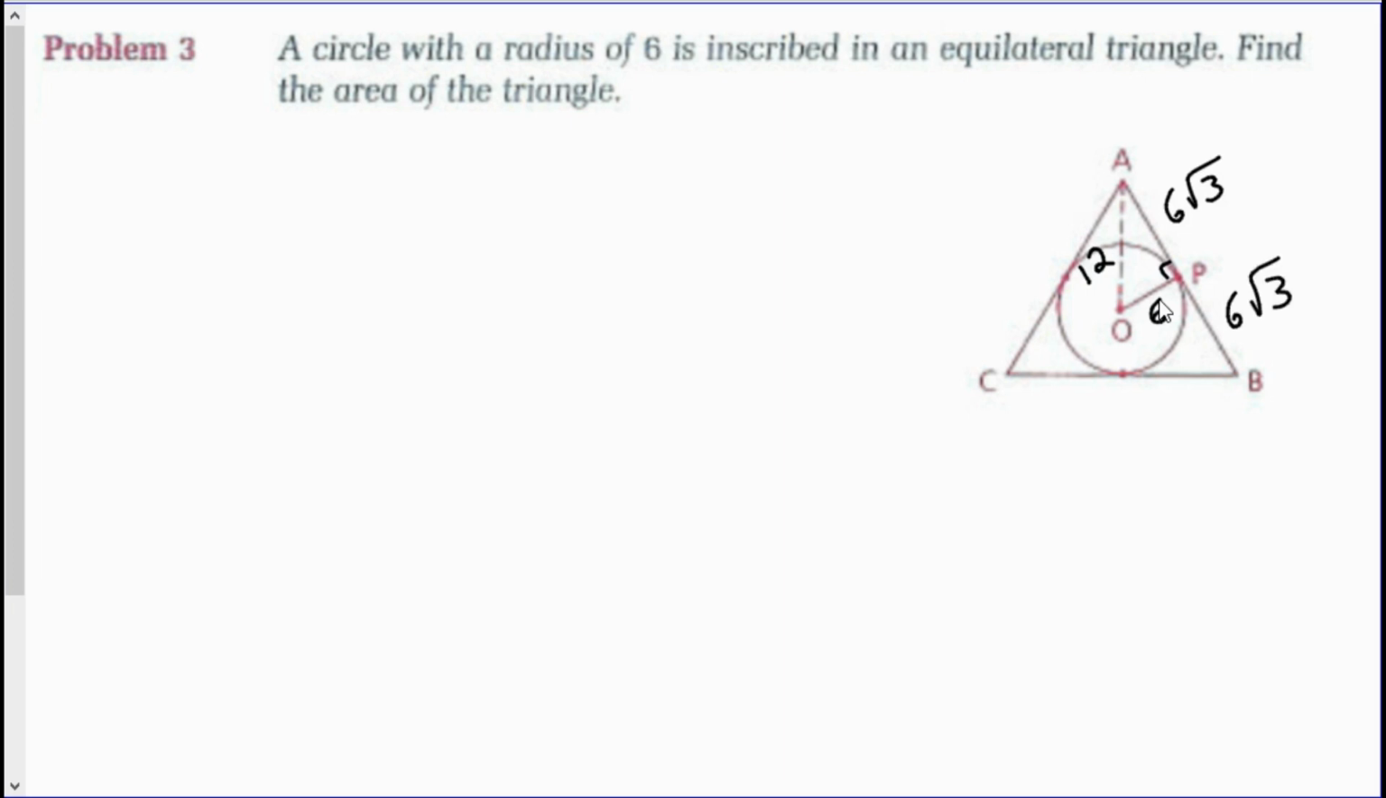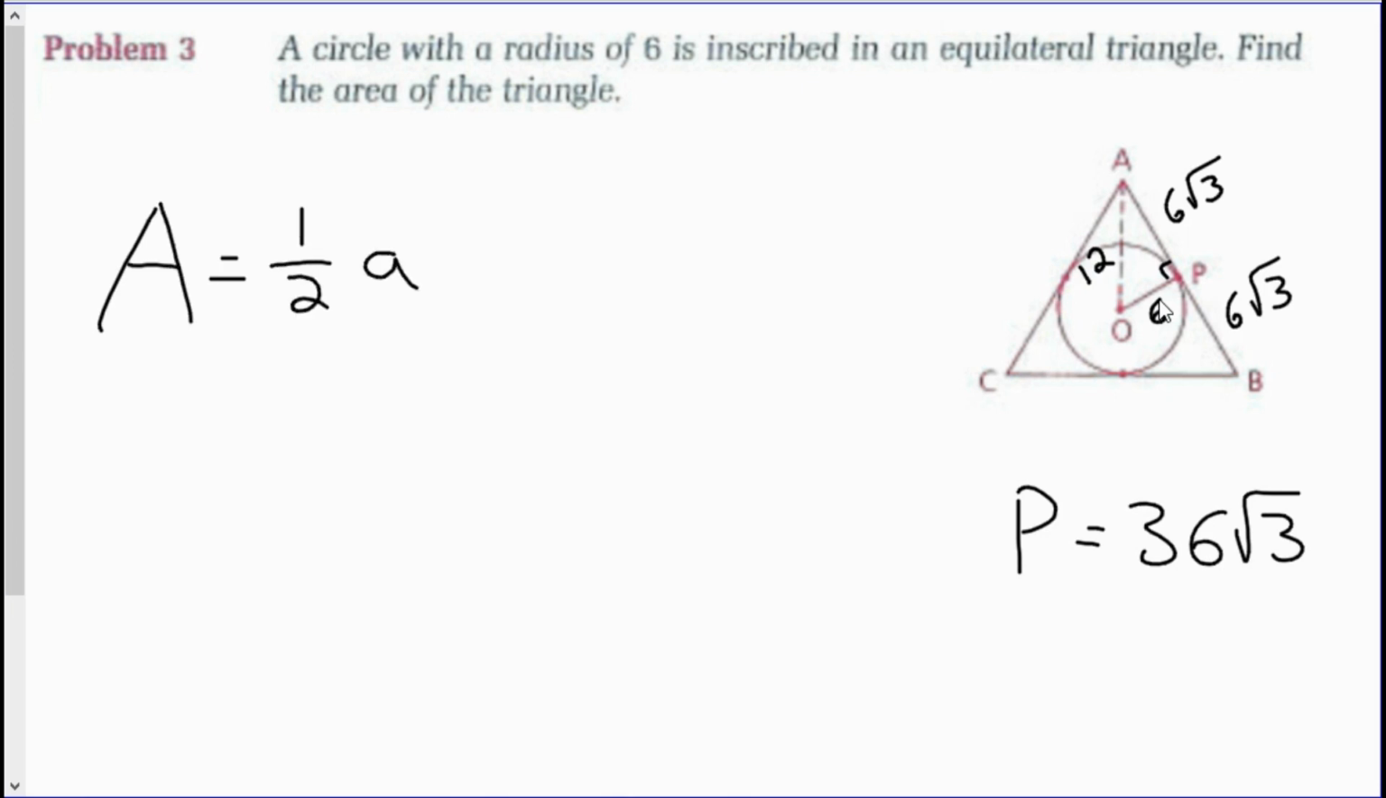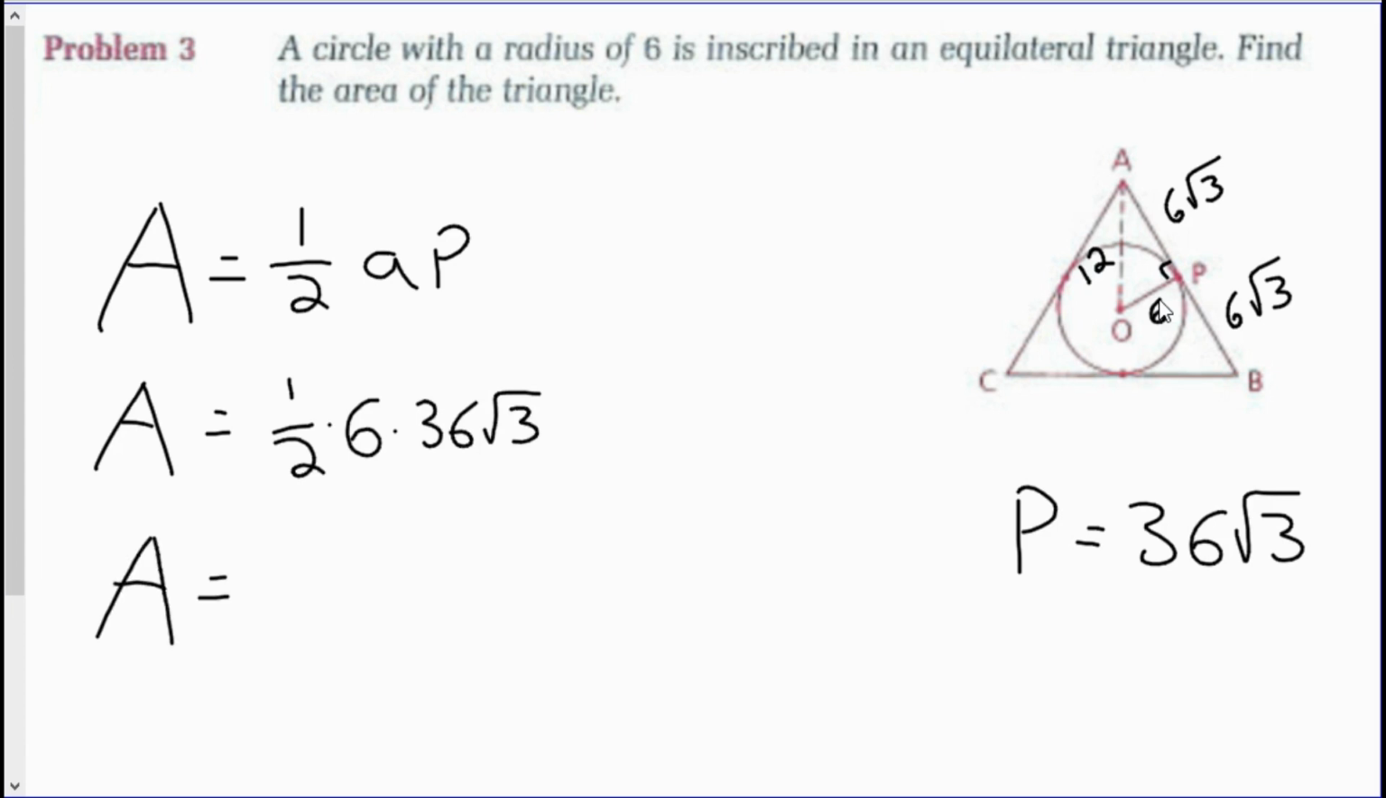So if I have 3 sides in my equilateral triangle, that would make my perimeter 36 root 3. So now I can use my formula for a regular polygon of area equals 1/2 the apothem times the perimeter. So my area would equal 1/2 the apothem of 6 times the perimeter of 36 root 3. So my area would equal 108 root 3 units squared.